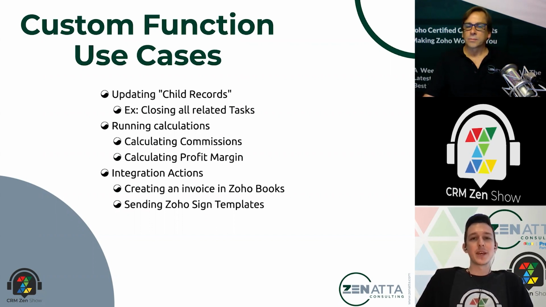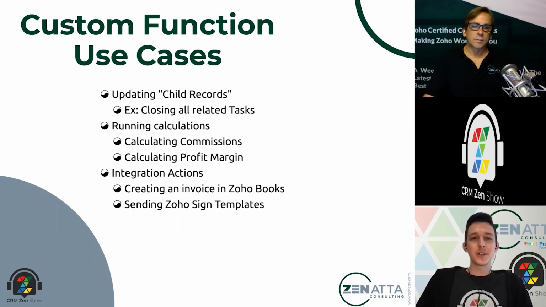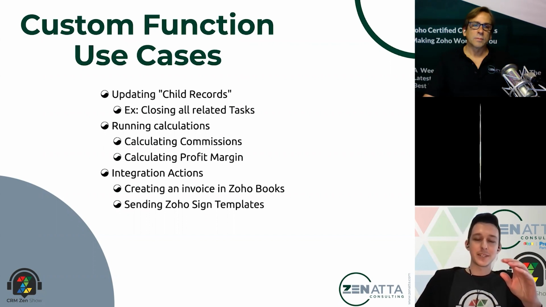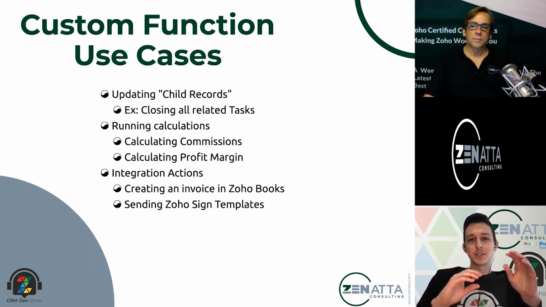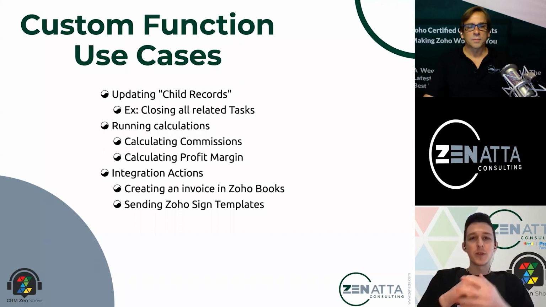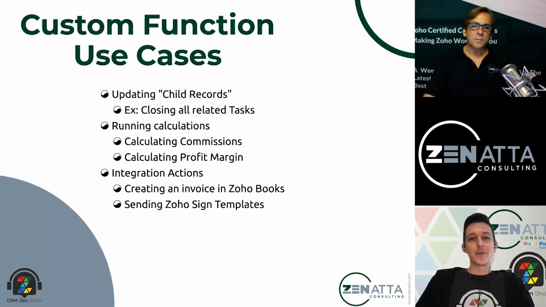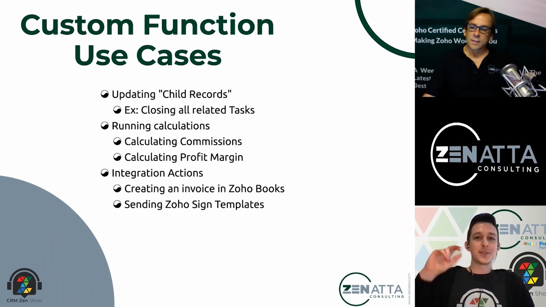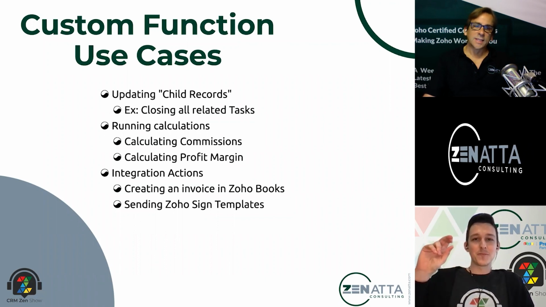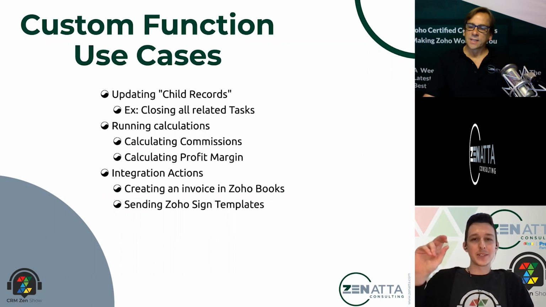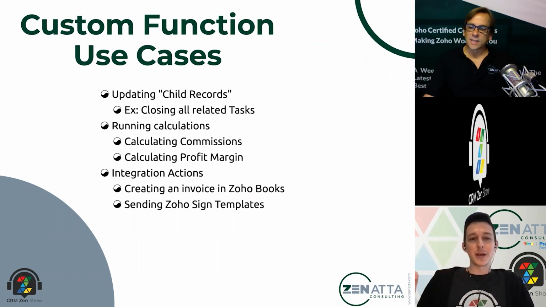And so if you have an account and you have a deal, that account is the parent and the deal is the child, because you could have multiple deals all within one account. And with a field update, you can go from child to parent.